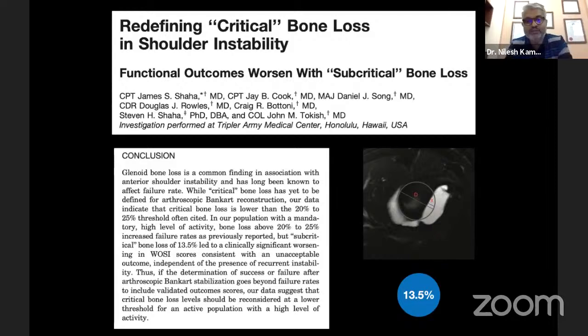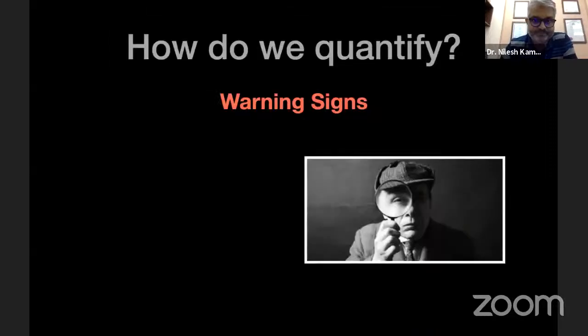But two things need to be noted: one, the study was MRI based, and second, it was a very high demand population, because this was carried out at an army medical center, where we are looking at extremely high demand candidates who were involved in that study.